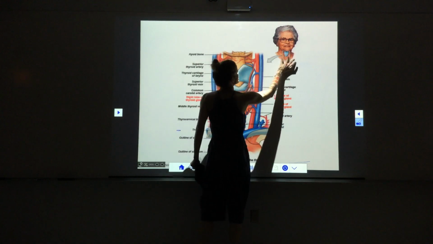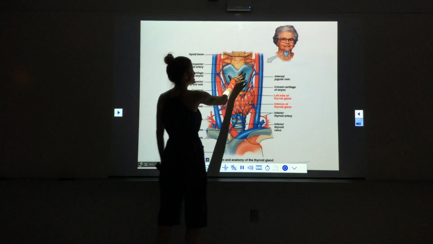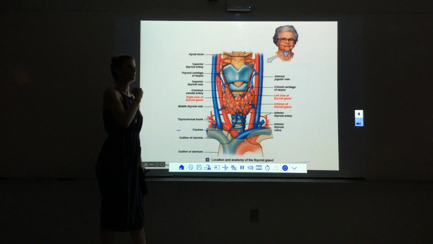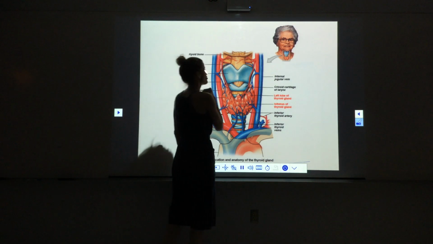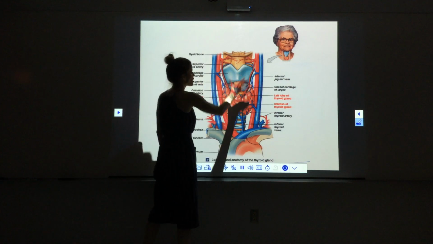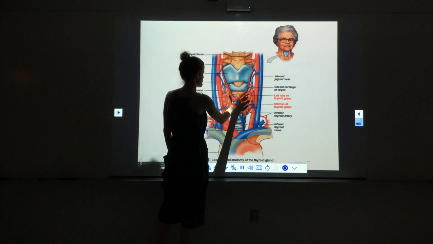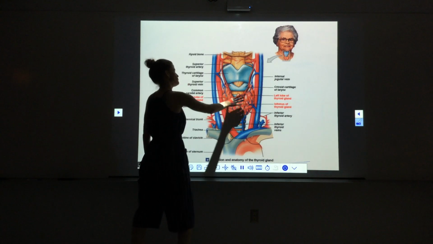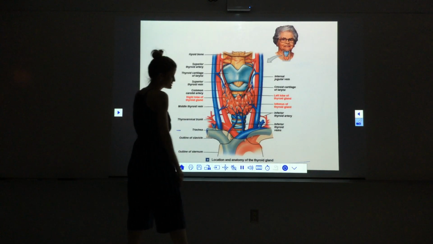Looking at this, you're seeing the neck. Here's the larynx, the thyroid cartilage of the larynx. That's where the Adam's apple is on a guy, which moves up and down when you swallow. And a little bit below the thyroid cartilage, you'll see or feel the actual tissue of the thyroid gland. Again, it's a butterfly shape with the two lobes or the two wings.